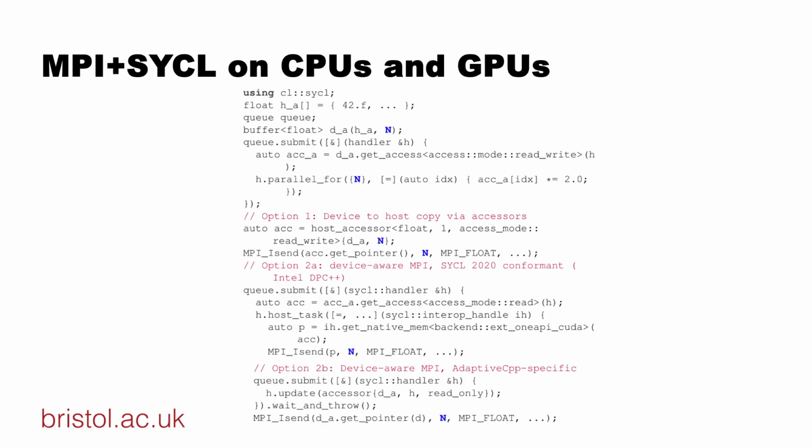Like Kokkos, much of the same thing can be done for SYCL. However, SYCL at the current stage has implementations that are not standard conforming yet. Different SYCL implementations have different integration strategies with MPI, as shown in the code snippet here, where we have option 1, 2, and 2b.